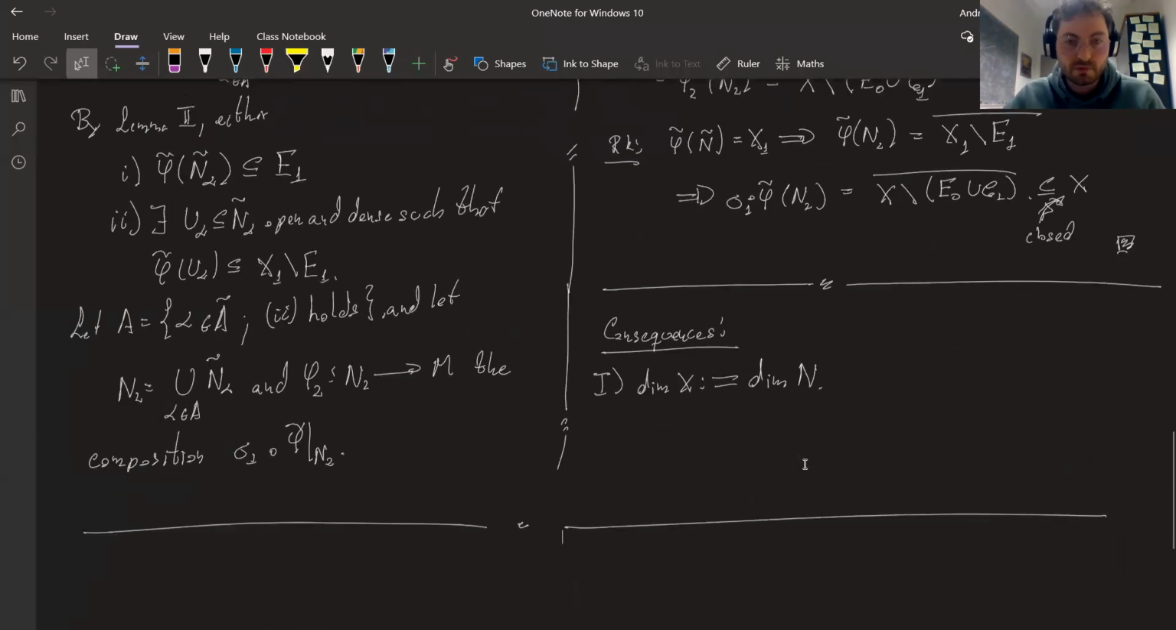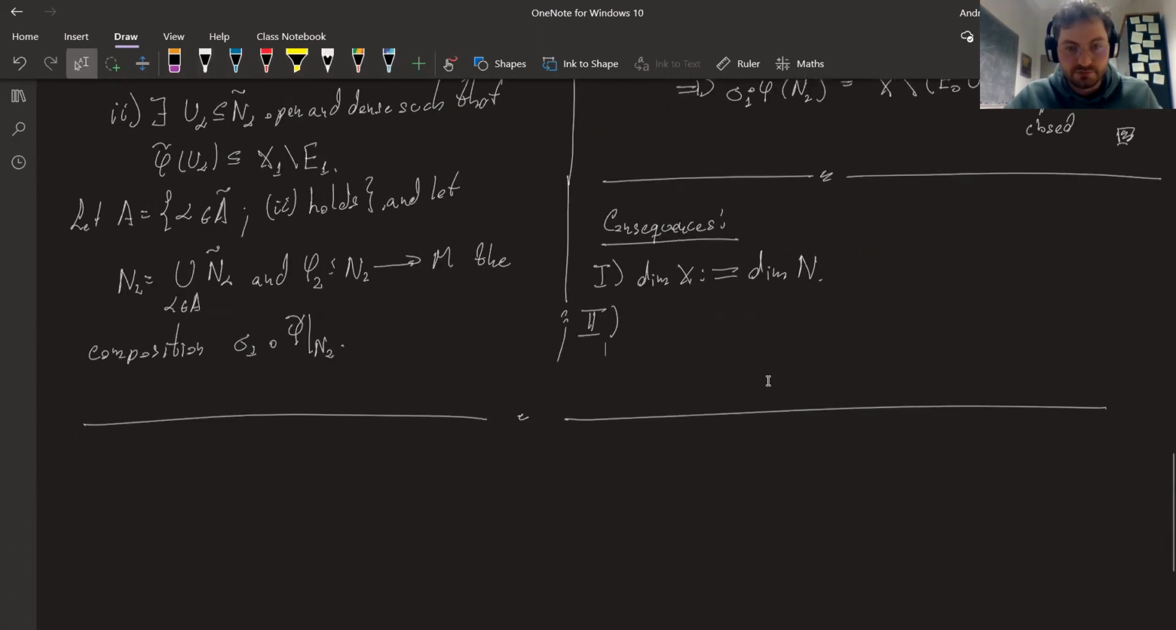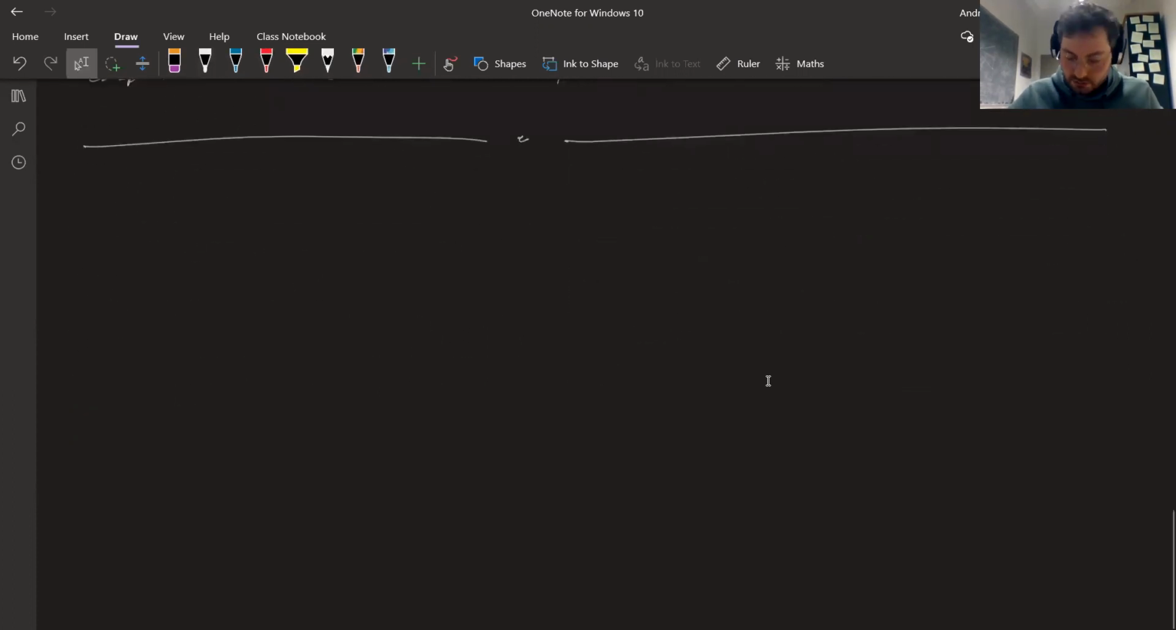The second consequence that I want to talk about is what is called topological noetherianity. So there's a theorem here. Maybe I'm going to put it in the next part so that the theorem is in.